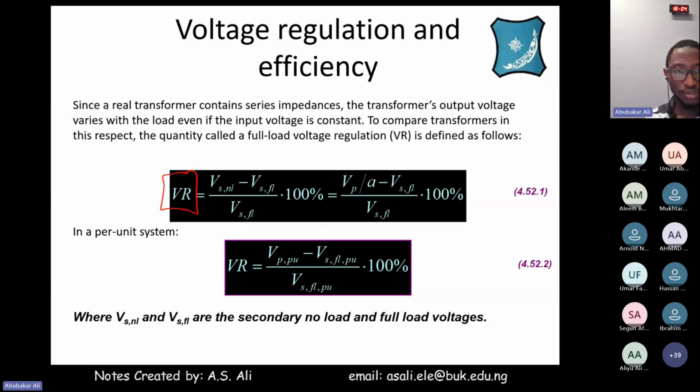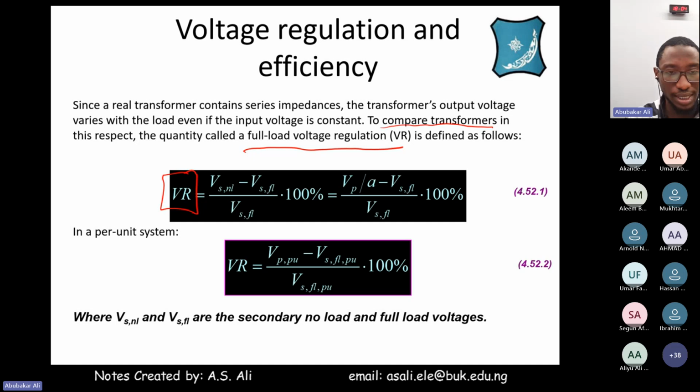Okay. So here we want to, for example, obtain a quantity called full load voltage regulation, VR. And we do this so that we can compare transformers, to know which transformer is more efficient. If you have two transformers and one is more efficient, you want to pick the one that has the better efficiency. So how can you know? Let's calculate the full load voltage regulation of each transformer. To do that, you can use this equation here.